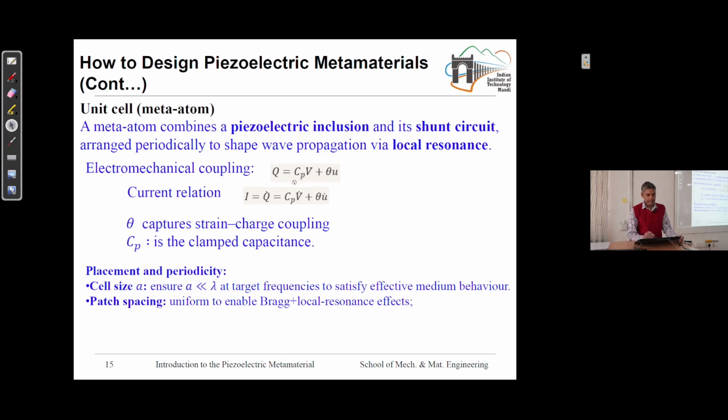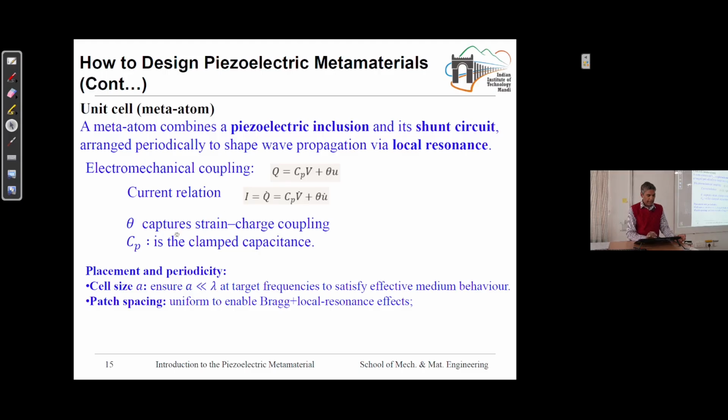Cp is the capacitance, V is the electric voltage, theta is the strain-charge coupling, and U is the relative displacement between the piezoelectric material and the host, the so-called matrix. Of course, if it is completely embedded, then U is the same as the displacement of the host. So we have these simple equations. We can integrate this, or take differentiation to determine the current. Current is the rate of charge.